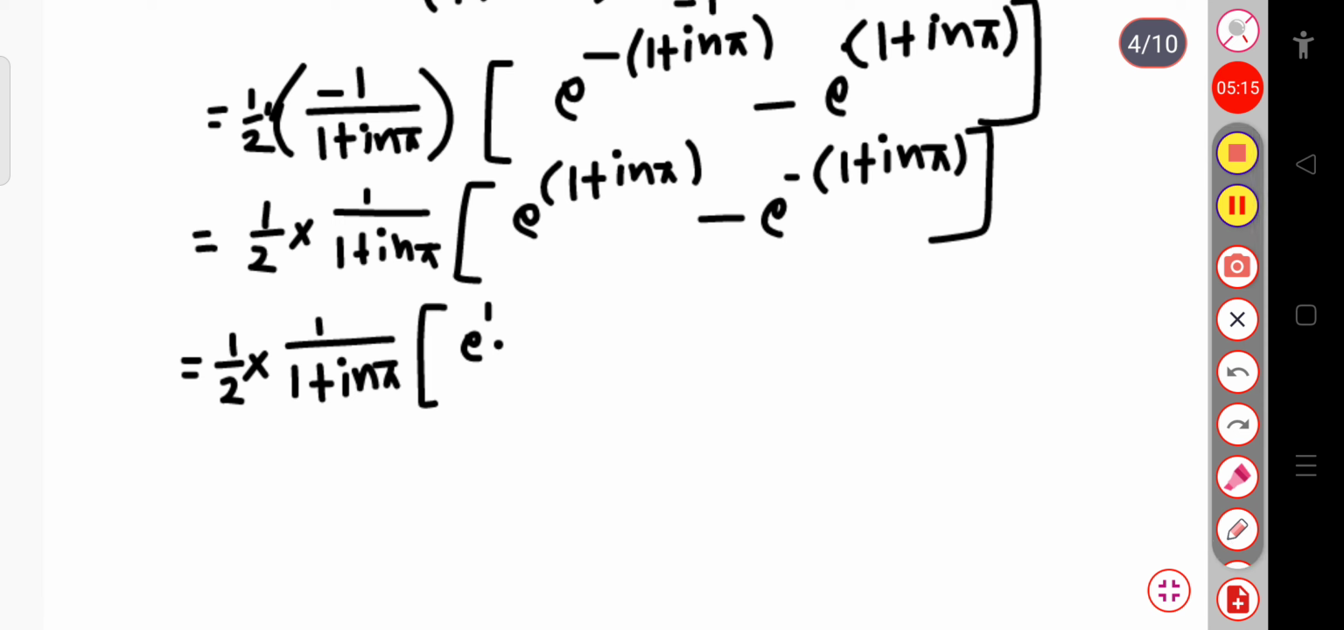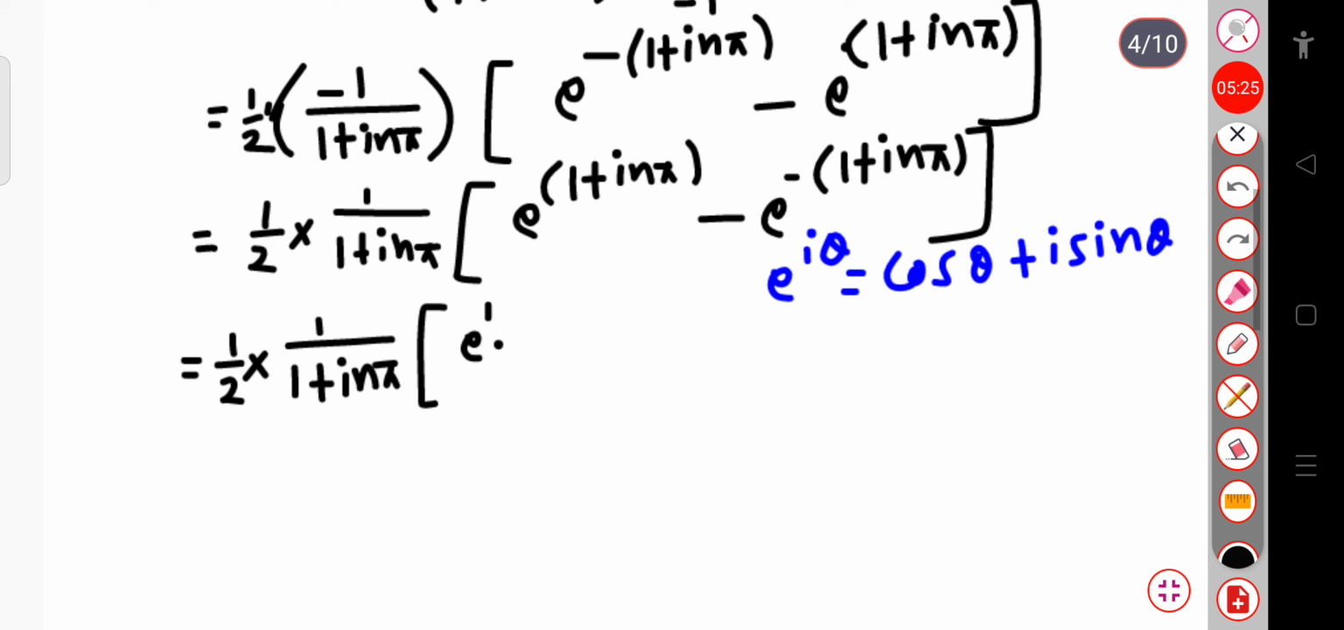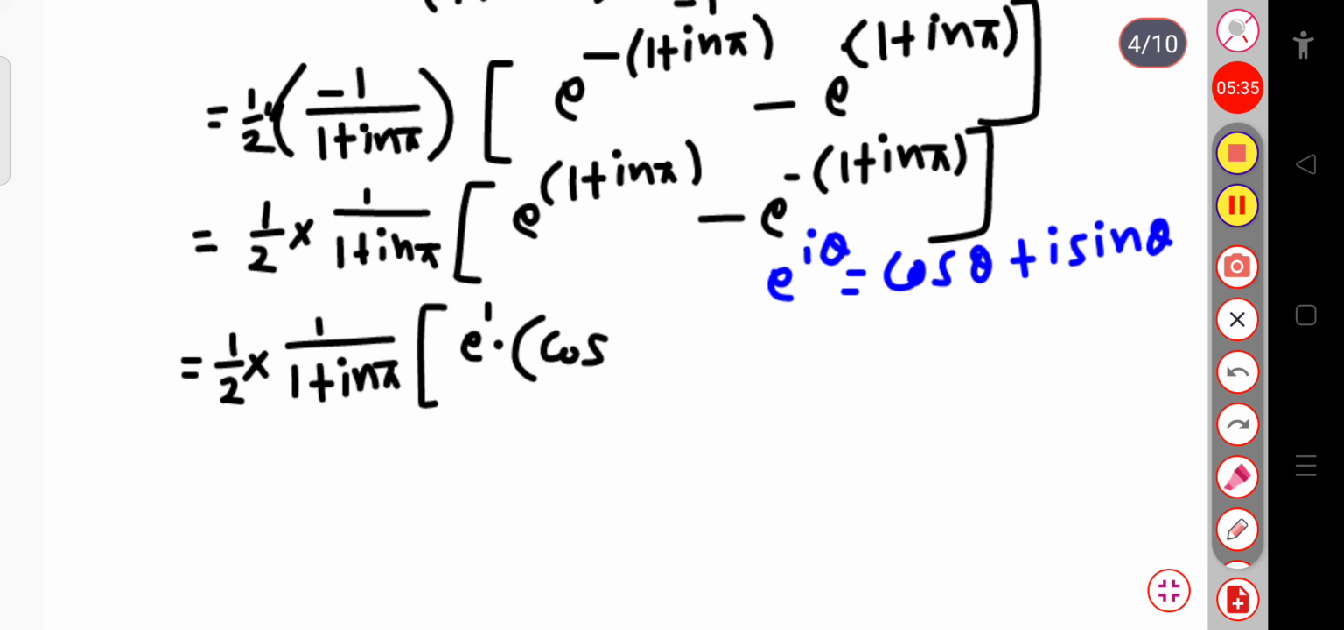Suppose we write exponential i theta, whose value is equal to cos theta plus i sin theta. Just like this, if I replace this exponential term in terms of the cosine and sine functions, then in place of exponential i n pi we substitute the value, this is cos n pi plus i into sine, in place of theta I will put n pi.